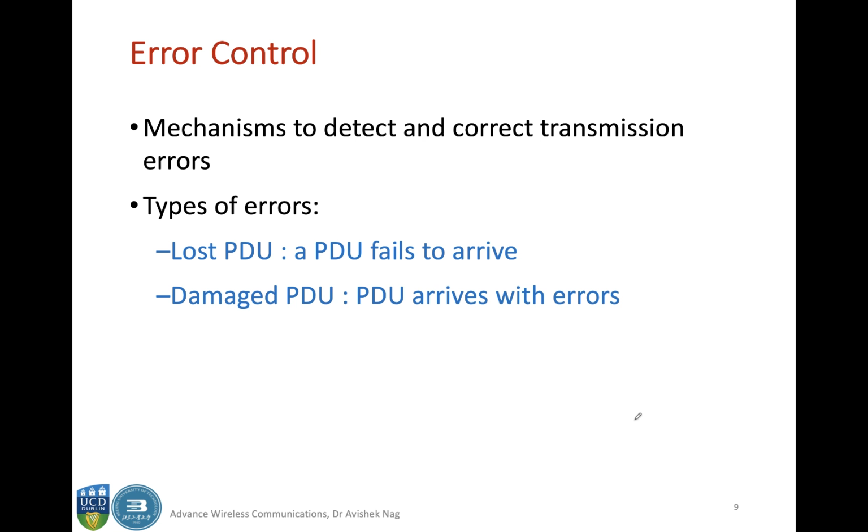So now we saw flow control. Now let's move to error control. Error control is a set of mechanisms to detect and correct the transmission errors. There can be two types of errors. One is a lost PDU, so a PDU fails to arrive from the transmitter to the receiver, or it can be a damaged PDU. This means the PDU arrives, but a lot of bits in that PDU are in error, okay.